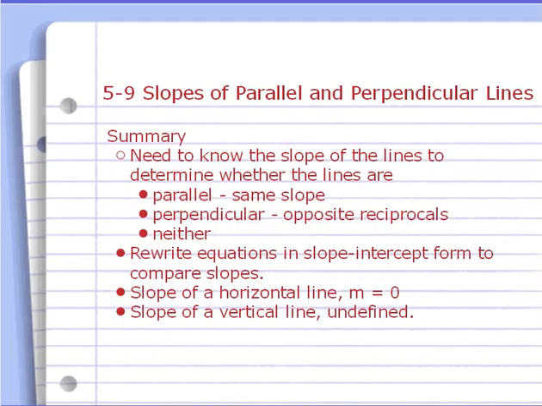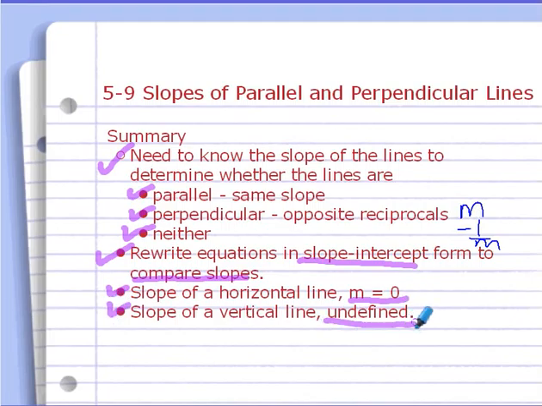So to sum up, we need to know the slope of the lines in order to determine if they're parallel, which means the slopes are the same, or perpendicular, the opposite reciprocals. So if one slope is m, the opposite reciprocal would be -1/m. And if the slopes are neither the same nor opposite reciprocals, then they're neither parallel nor perpendicular. Always rewrite your equation in slope-intercept form or point-slope form so you can compare the slopes. That's what you're looking for. And remember, the slope of a horizontal line is 0 and the slope of a vertical line is undefined. Good luck, and bring any questions to class.